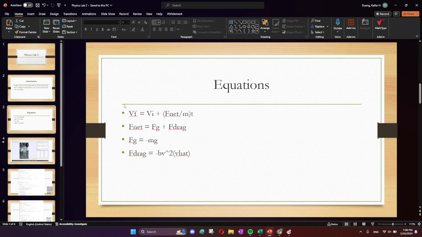So in this experiment, we're gonna have to know a few equations. One of these is calculating the final velocity, which is Vf equals Vi plus the F net divided by m times delta t. F net, as I said in the last slide, is calculated by the force of gravity plus the force of drag. The force of gravity is calculated through negative mg, and the force of drag is equal to negative b v squared times v hat.